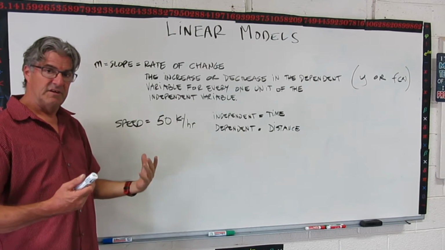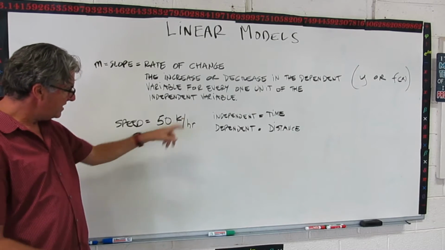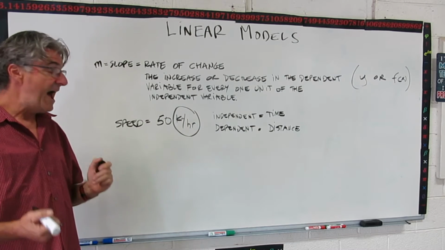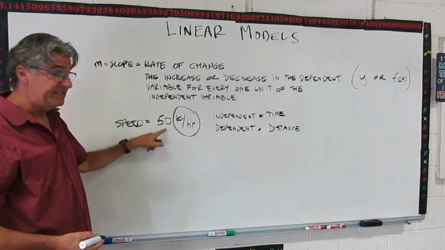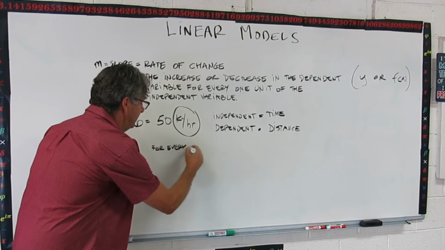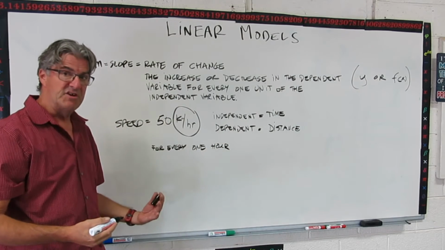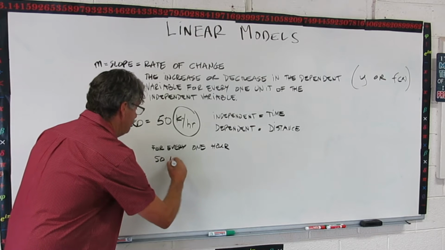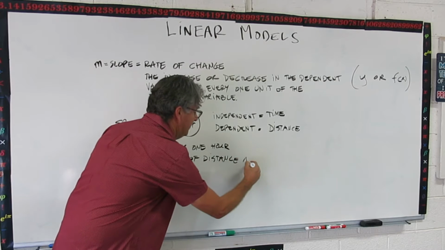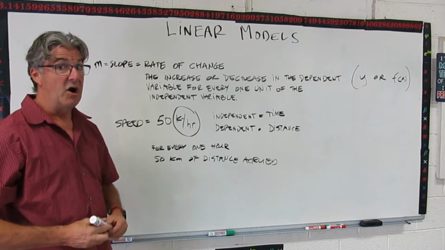And this makes sense. So pause the video for a sec. What is the unit of the independent variable? Look at this section right there. What's the unit? It's 1 hour. And this rate is saying for every 1 hour, 50 kilometers of distance is accrued. I might have spelled that wrong, but I'm not an English teacher, so I hope you'll forgive me.